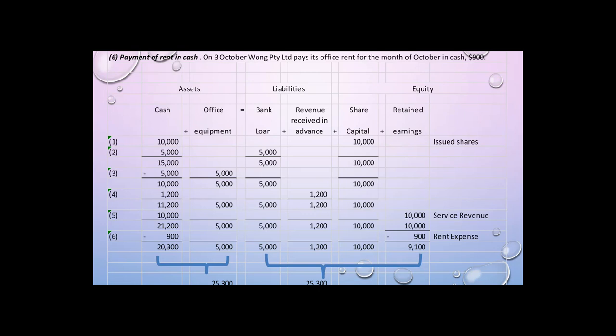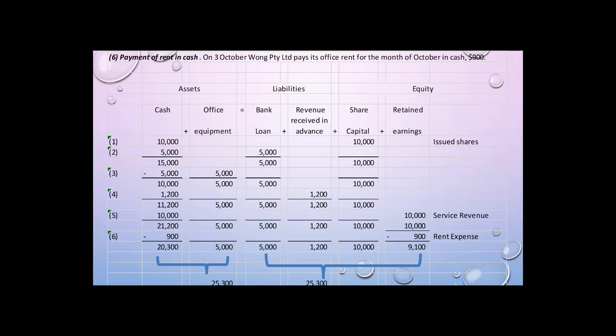Okay, payment of rent in cash. 3rd October, Wong Proprietary Limited pays its office rent for the month of October in cash, $900. Okay, so we paid, it reduces our cash by 900. The cash now is 20,300. Equipment remains the same. Bank loan remains the same. Revenue received in advance remains the same.